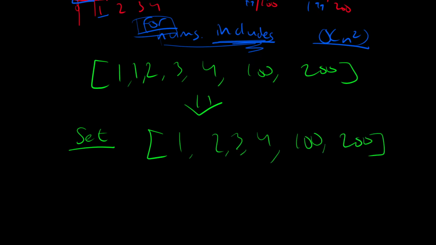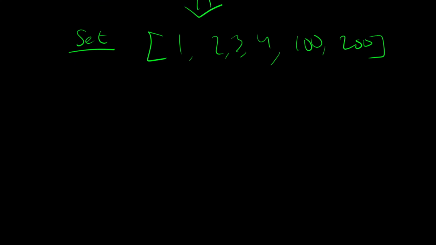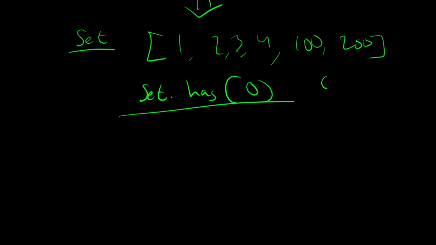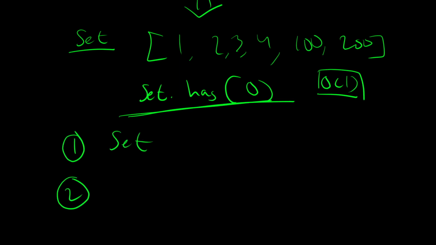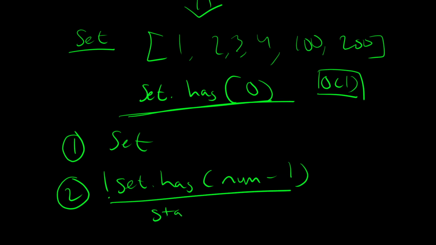Even better, in JavaScript the set has a .has function, and if we do .has(0), this runs in constant time. So this is much better than the .includes function, and it also gets rid of duplicates, so it's better for 2 reasons. So 1, we'll create a set, and 2, we'll figure out if set.has that num minus 1. If it doesn't have this, then we'll let that be a starter.